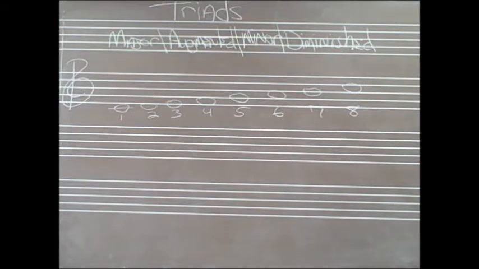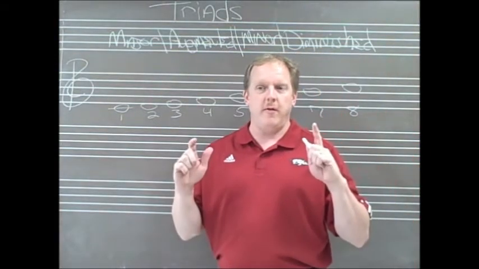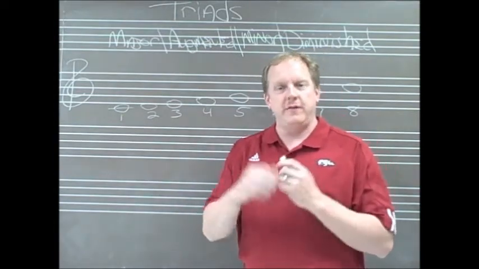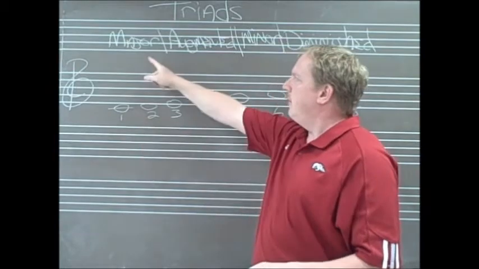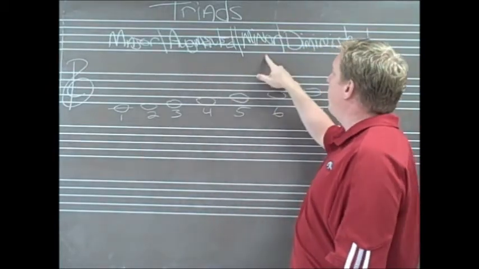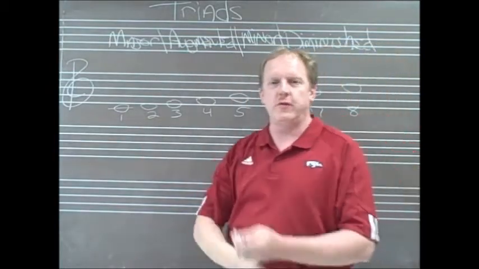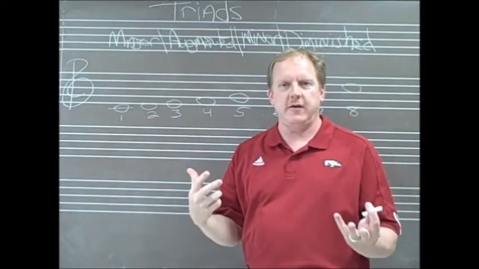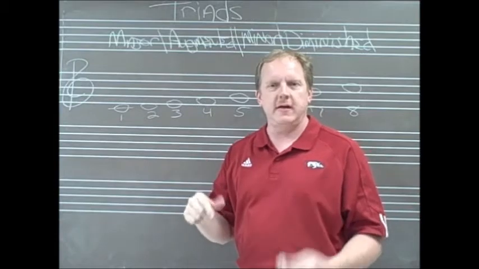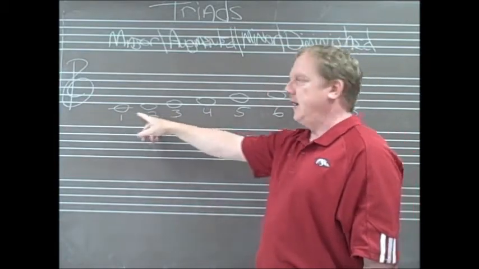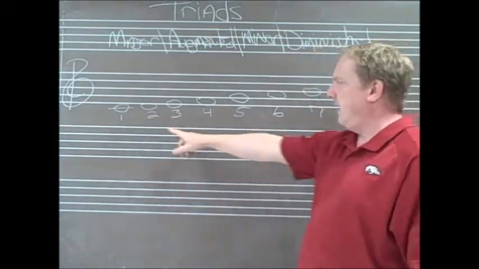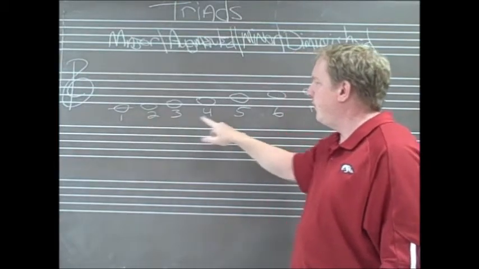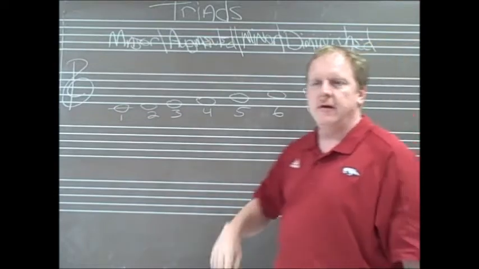All right, we are talking about triads today, and for this class we learned 4 types of triads: major, augmented, minor, and diminished. Those 4 types. I'm going to use the key of C as our example because the key of C is kind of easy to see. I have a C major scale written out here, and I have the scale just numbered. The scale degrees are numbered 1, 2, 3, 4, 5, 6, 7, 8.